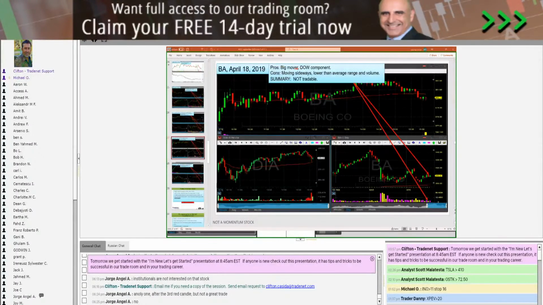Again, the idea here is it's a big mover. It's a Dow component, but it's really not tradable. The reason for that is that you look at the daily chart, you see what's going on. Most of the time, it's going to translate into the intraday chart. What's the best time to make your watch list?